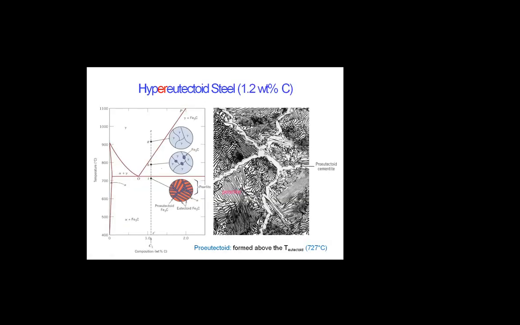So now we are going to discuss the hypereutectoid steel, with a weight percentage showing 1.2 weight percent of carbon. So that is the transformation basically happening over here.